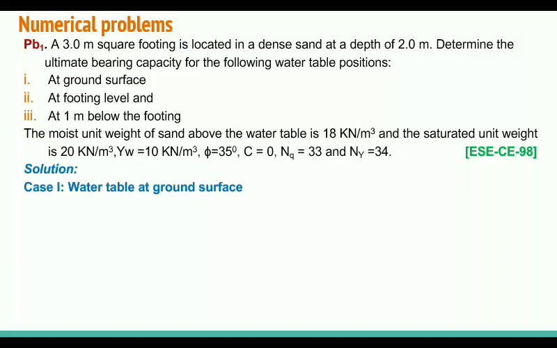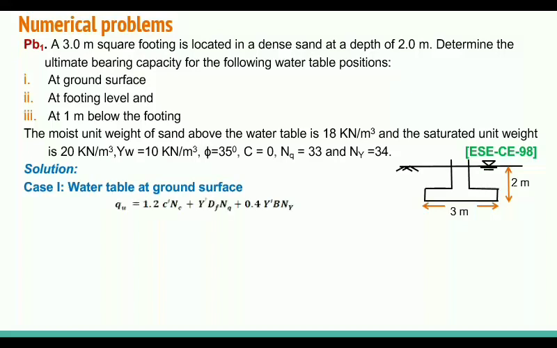So let's discuss the first case, when the water table is at the ground surface. In the figure, it is mentioned that the width of the footing is 3 meter, the depth of foundation is 2 meter, and the water table is at the ground surface. So we have this formula for the square footing. When the water table is at the ground surface, we will take gamma dash in place of gamma bar. The rest we just put the values.